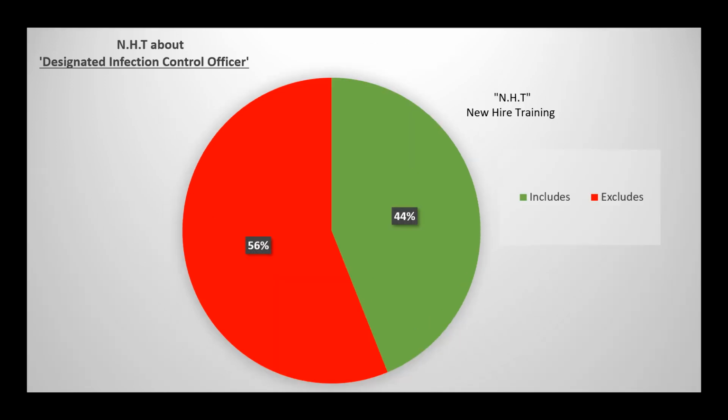What about introducing the role of the designated officer and what they do with regard to exposure management and follow-up? Only 44% said that is included. That is the whole key to a good program, is the role of the designated infection control officer in assisting with ensuring that an exposed department member gets proper care and counseling.